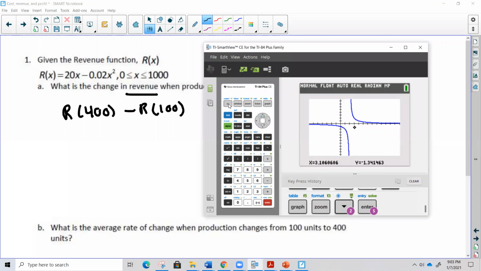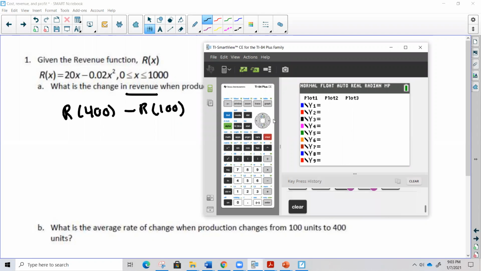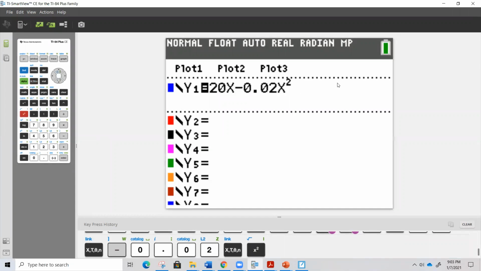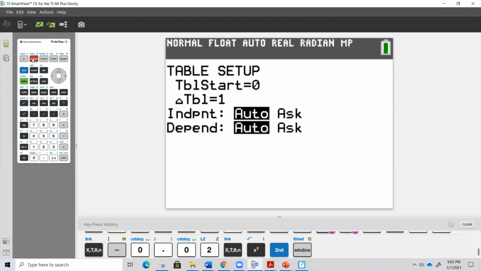So what we're going to do is we are going to go to Y equals to type our function in. So I'm going to type 20, and then the X is here, minus 0.02 X, and then the squared is here. Okay, so that's my function. And then the easiest way to find these, I generally think, is through table. Before we do that, you want to go to second table set and change your independent to ask. So go over to ask and hit enter.